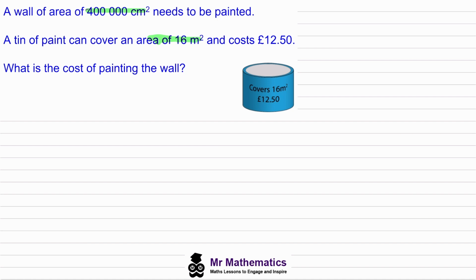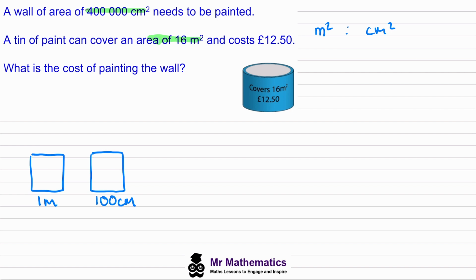Okay, so welcome back. From reading the question, we need to convert 400,000 centimeters squared into meters squared. So we need a ratio connecting meters squared to centimeters squared. Well, if we have a square of 1 meter, we have a congruent square, which we're measuring in centimeters. The area of this square will be 1 meter squared. The area of the other square will be 100 times 100, which is 10,000 centimeters squared. So our ratio is 1 to 10,000.